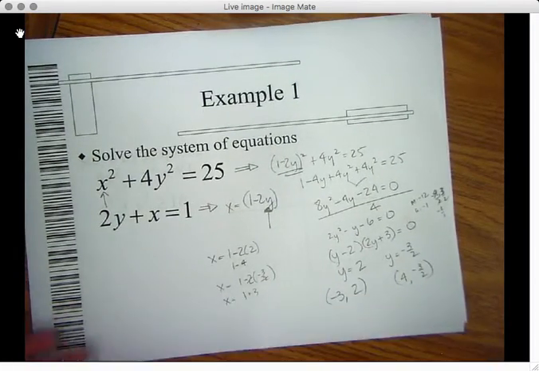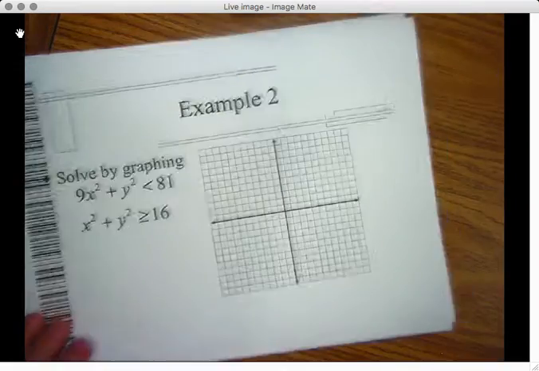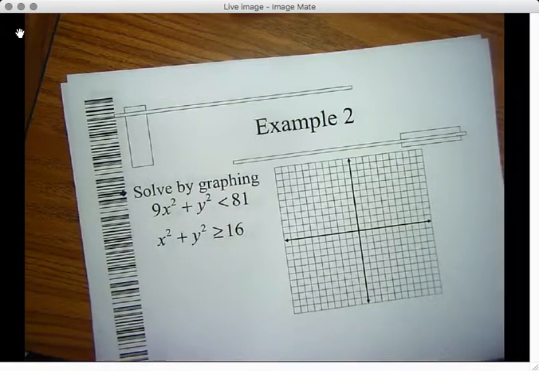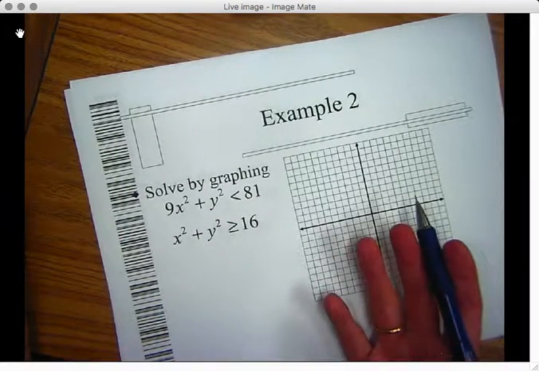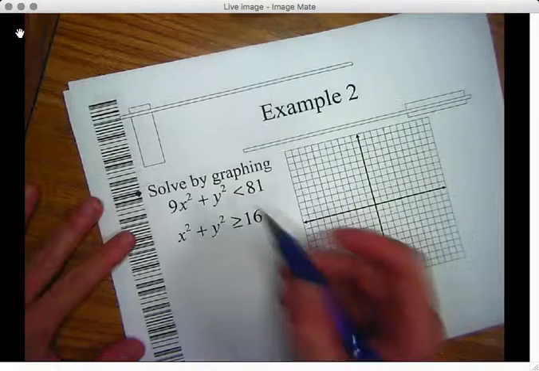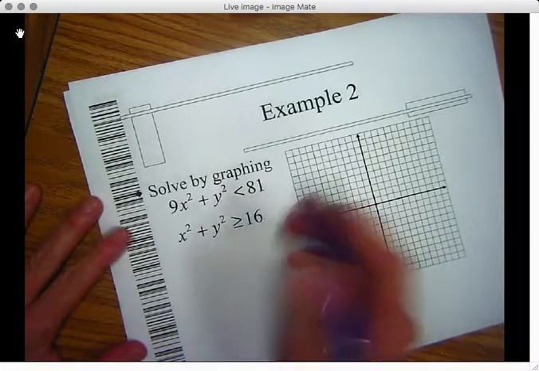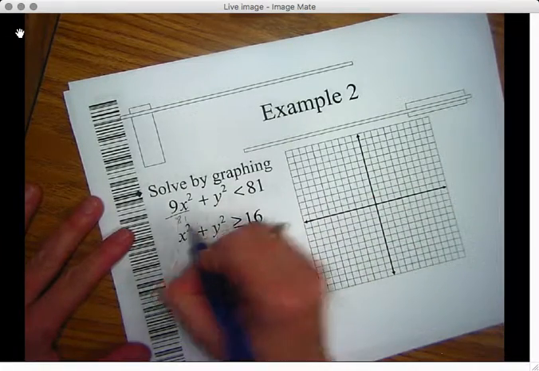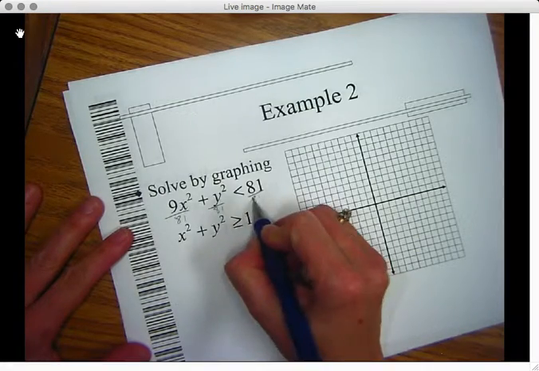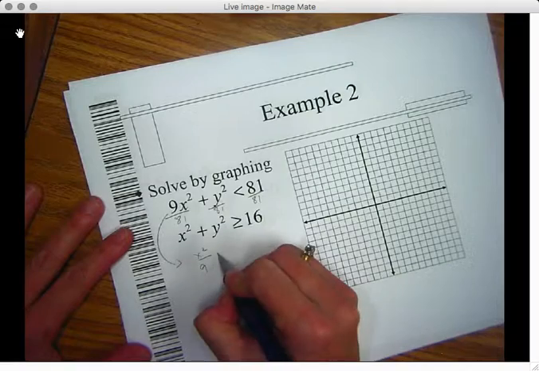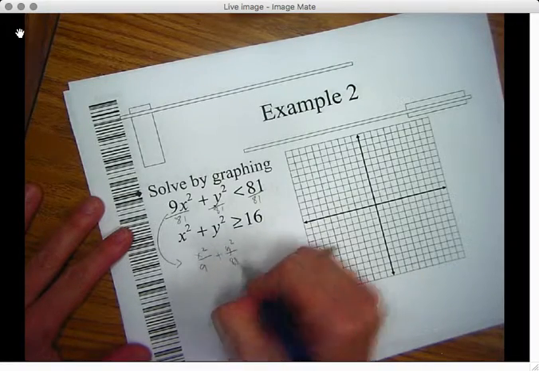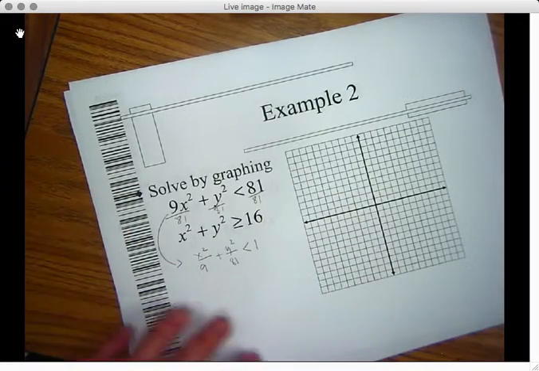Now some of them work better with graphing. Notice there are some inequalities going on here. So for this one, what is this thing? It's not a circle, so let me divide everything by 81. It's an ellipse. That now looks like x squared over 9 plus y squared over 81 is less than 1.